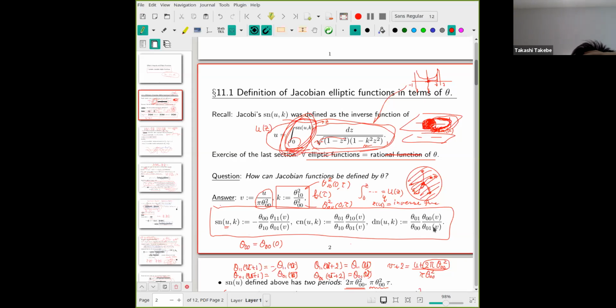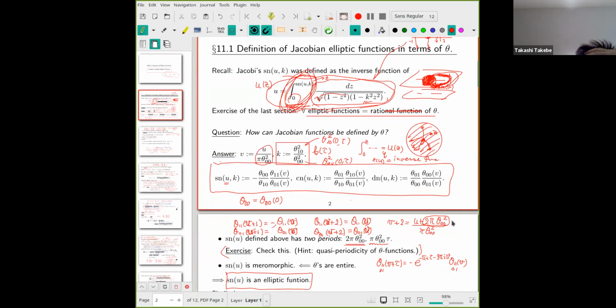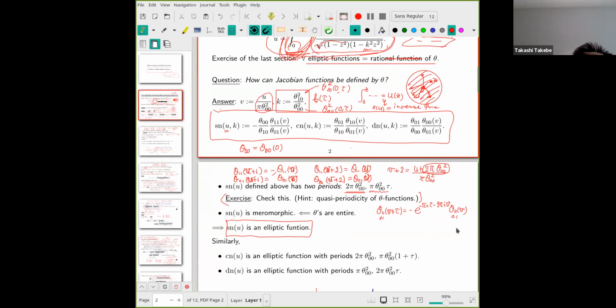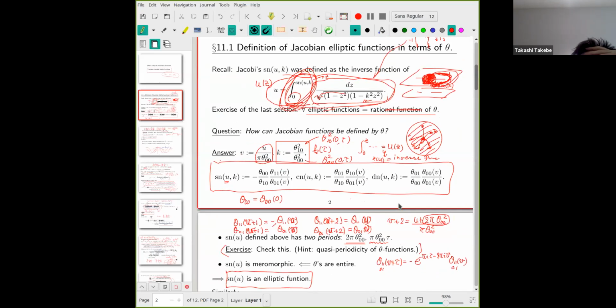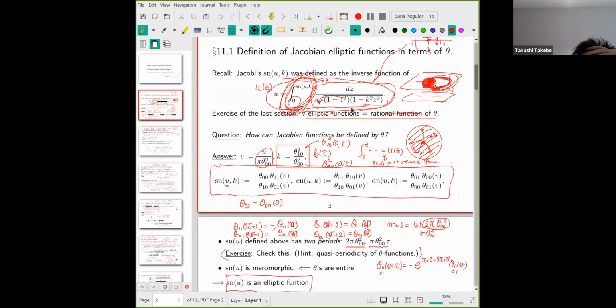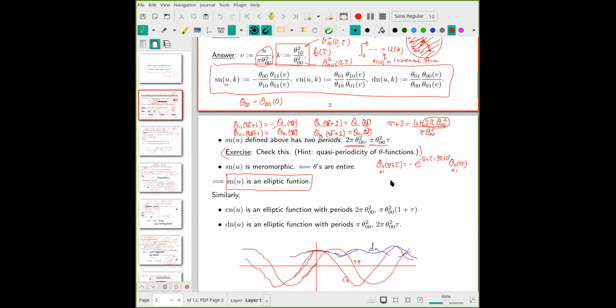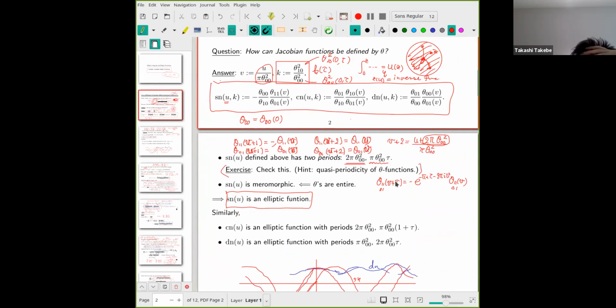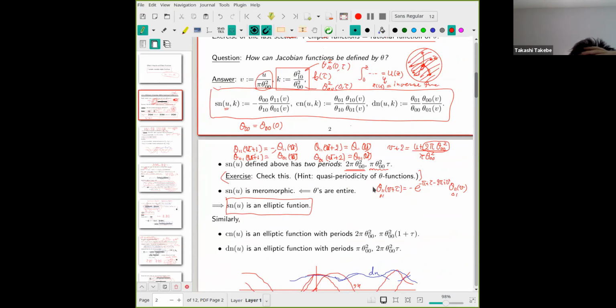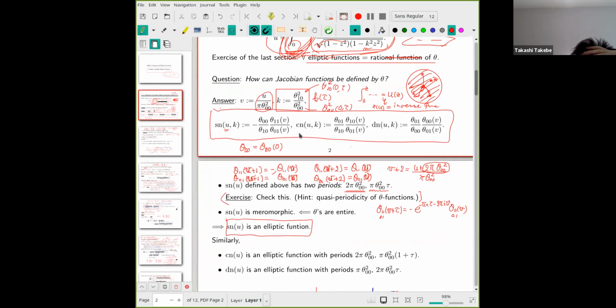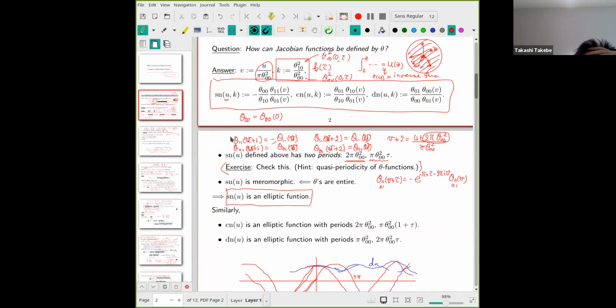So the answer is like this. And we were checking that they really coincide with the former definitions. And their ellipticity or periodicity can be checked easily by using the quasi-periodicity of theta functions.